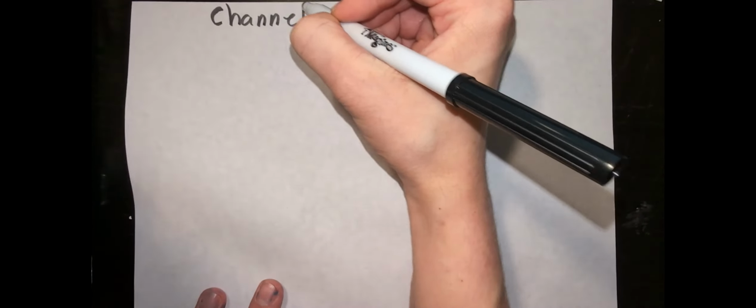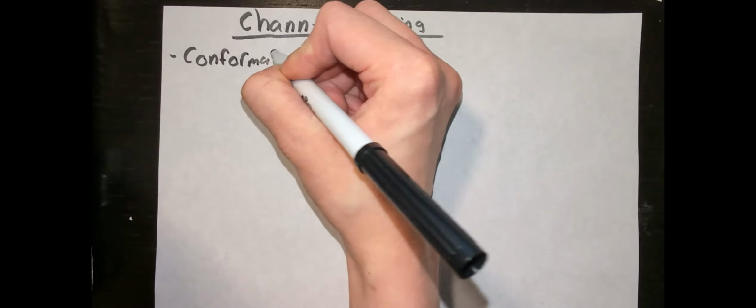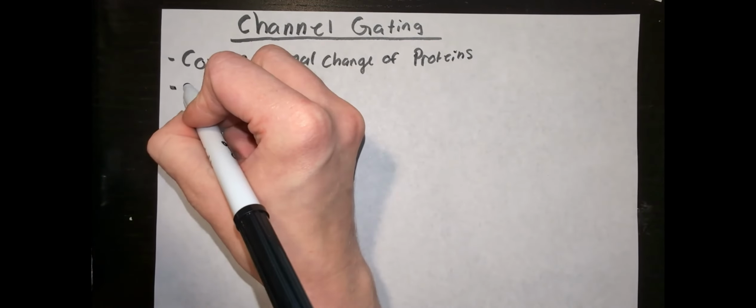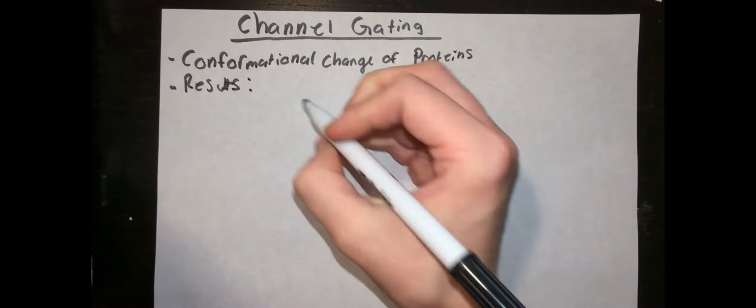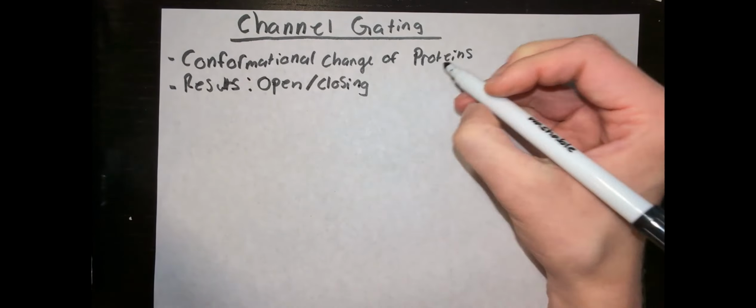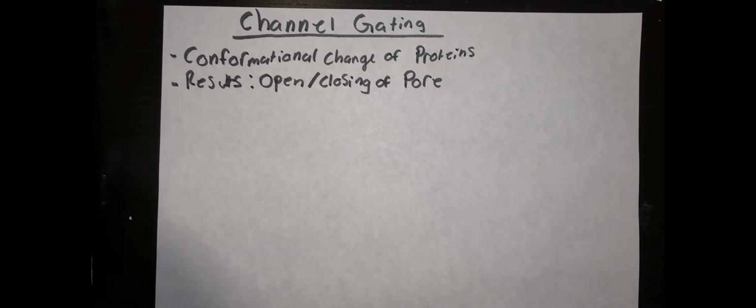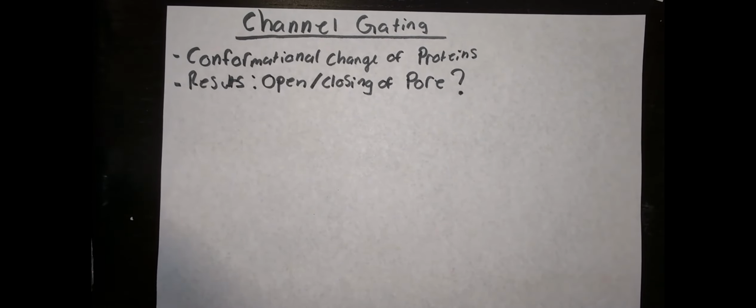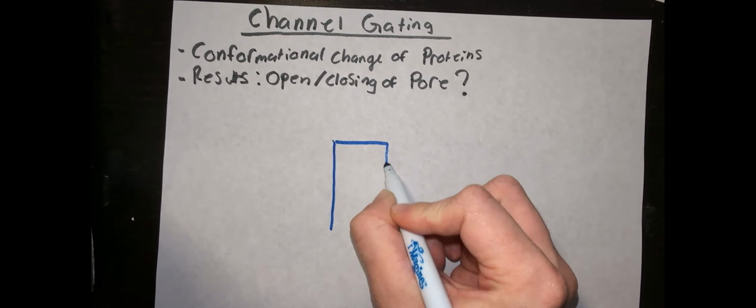Now we're going to be talking about channel gating. Channel gating is when there's actually a conformational change of those pore-forming helices, and that results in the opening and the closing of the actual pore. We don't know the mechanism. That's what the question mark is for.